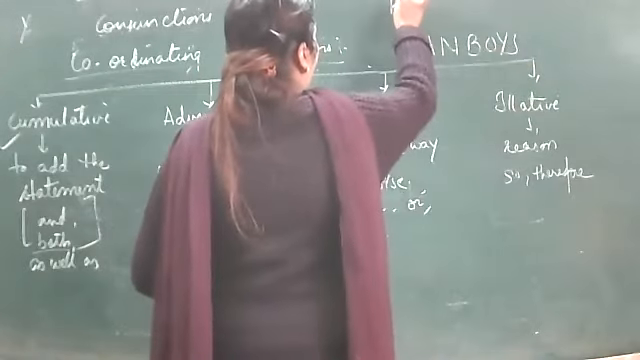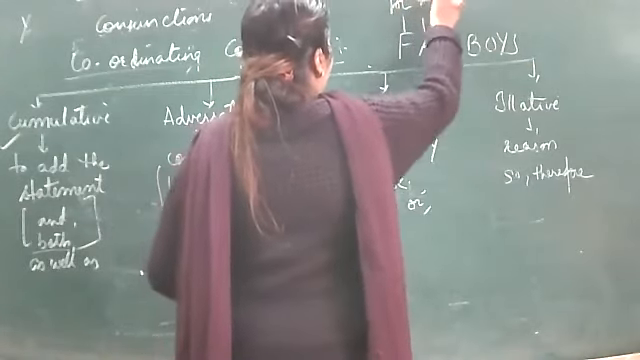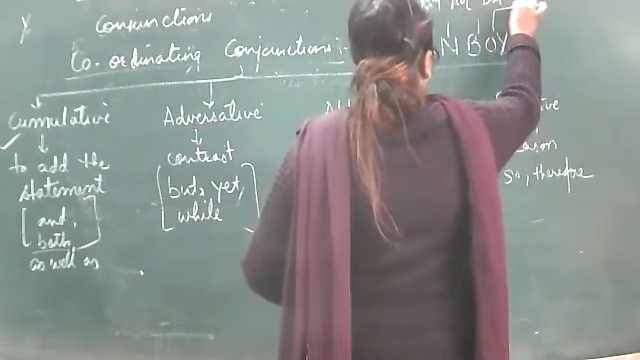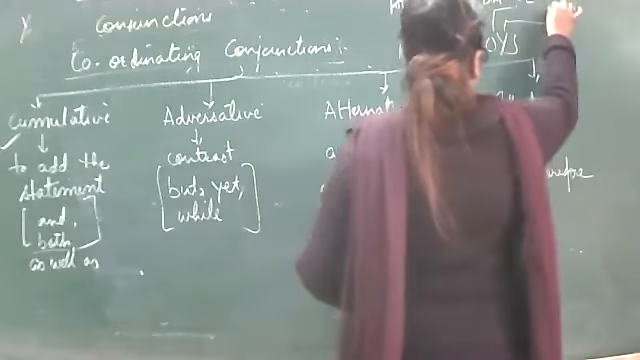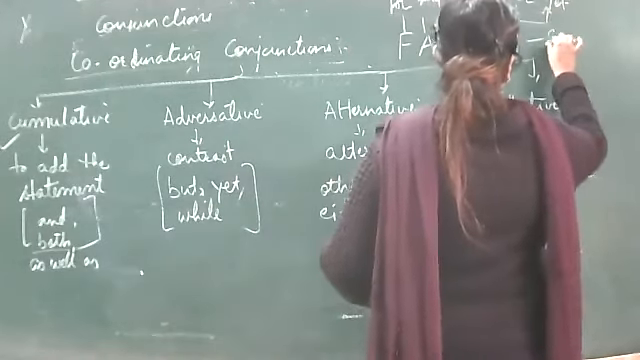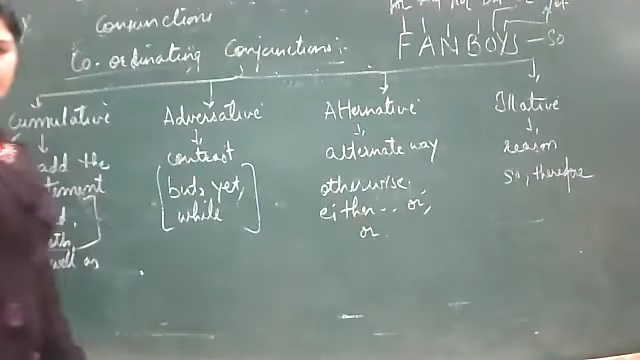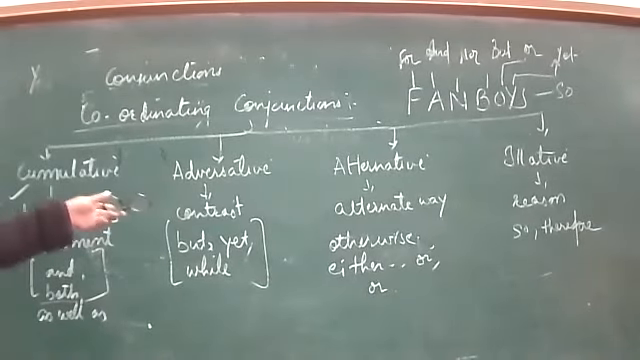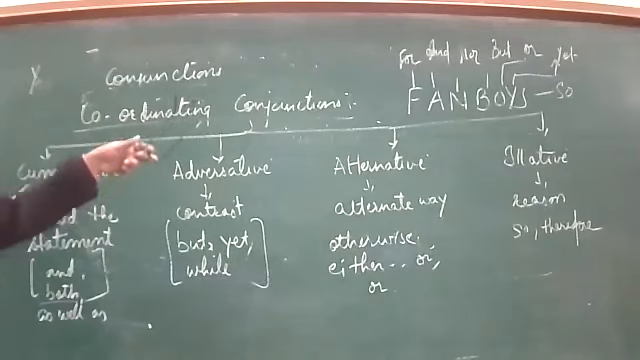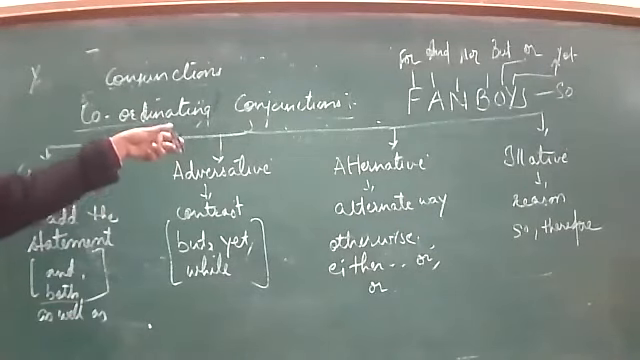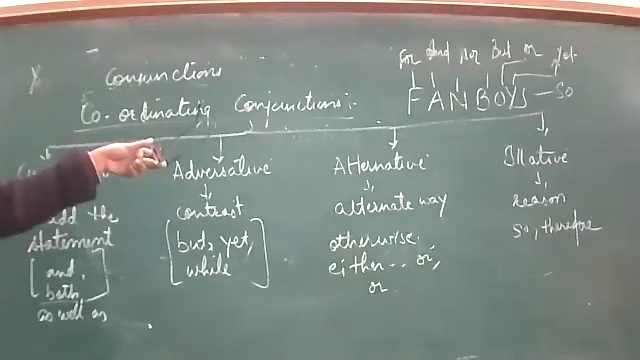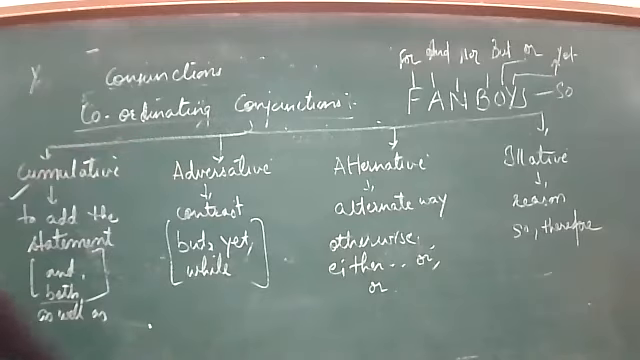F for for, A for and, N for nor, B for but, O for or, Y for yet, and S for so. Just remember FANBOYS. Okay? FANBOYS conjunctions. What are coordinating conjunctions? FANBOYS conjunctions.